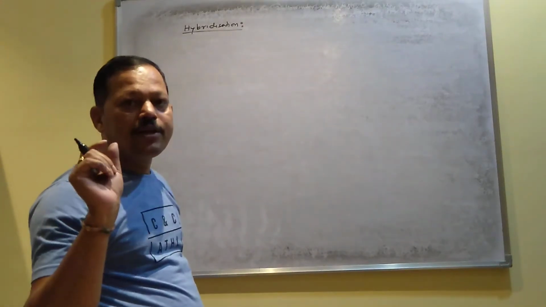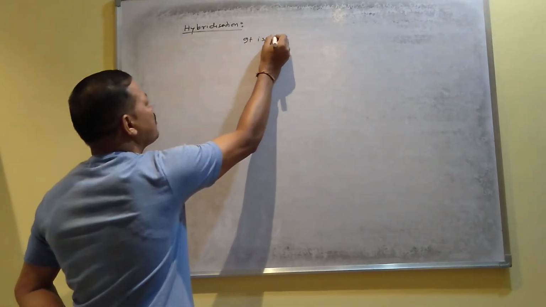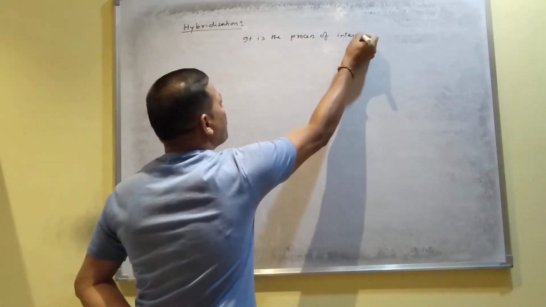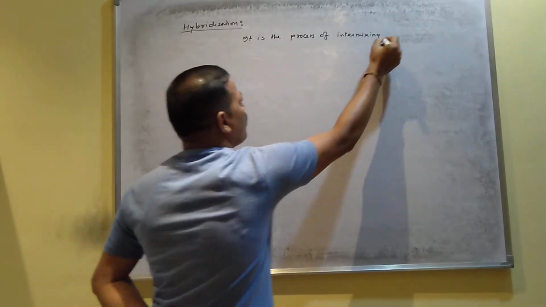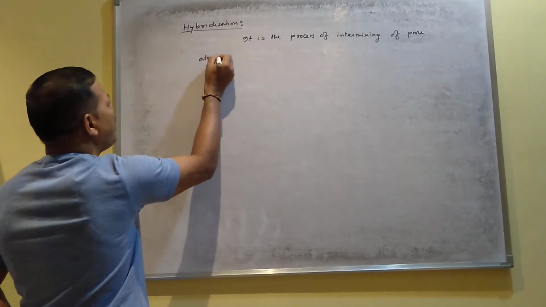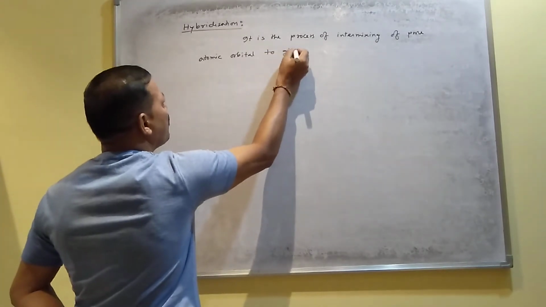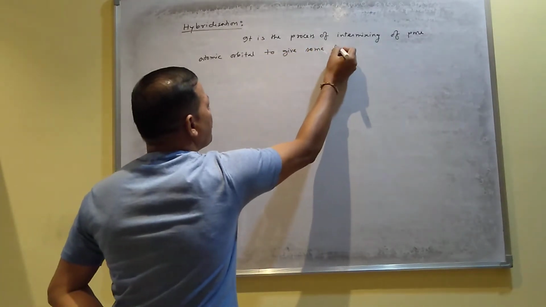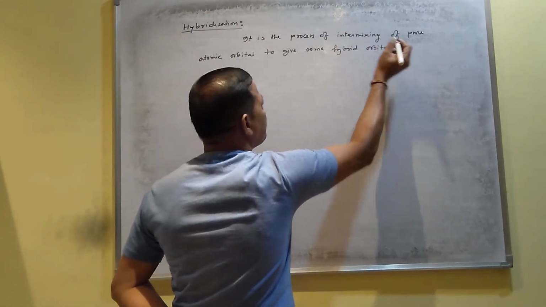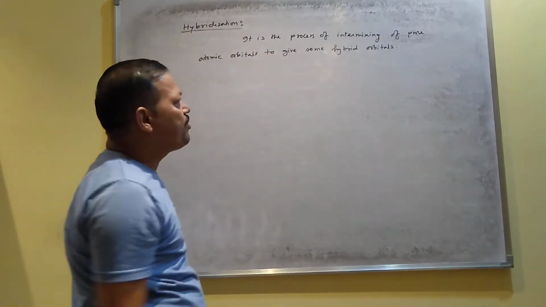Okay, now first time I'll give you what is hybridization. It is the process of intermixing of pure atomic orbitals to give some hybrid orbitals.